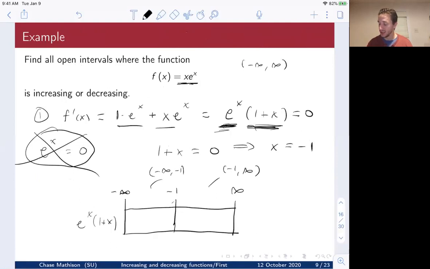Then I need to determine what's happening inside each of these intervals, whether f prime of x is positive or negative. So let's pick a test point in the interval minus infinity to minus 1. What's a number in that interval? Yeah, exactly, -2. Thank you in the chat. So -2 is in that interval, right? What sign does f prime of -2 have? Well, e to the -2, is that positive or negative?